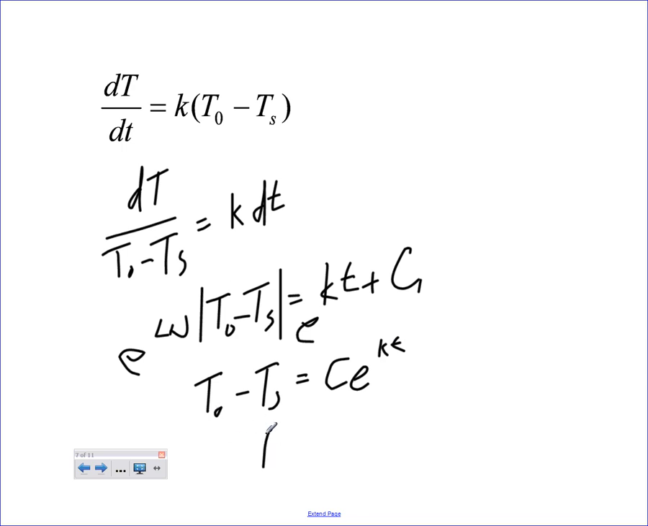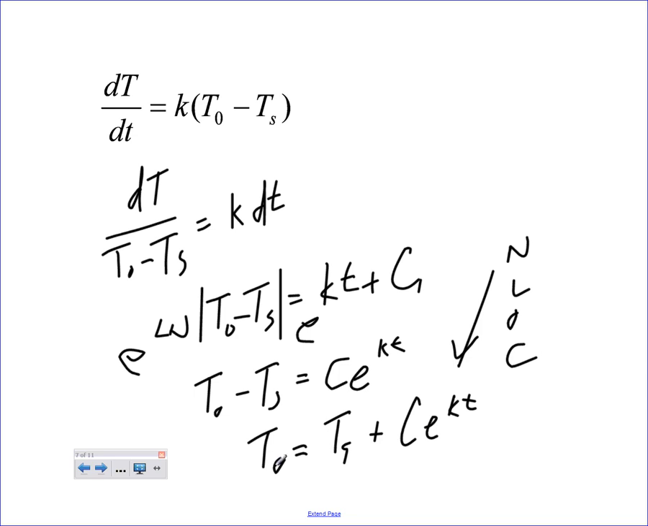So the temperature of the object is going to be equal to the temperature of the surroundings plus C e to the kt. And that, my friends, is Newton's law of cooling, which we like to call NLOC. Temperature of the object equals temperature of surroundings plus C e to the kt. Now that we've derived that from the differential equation, you can use that as we move forward to solve problems.